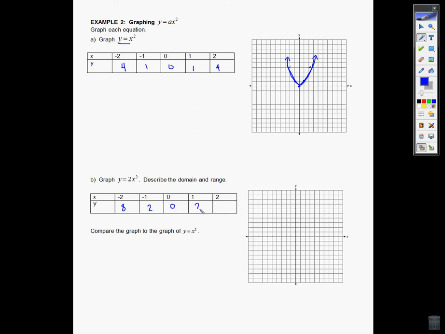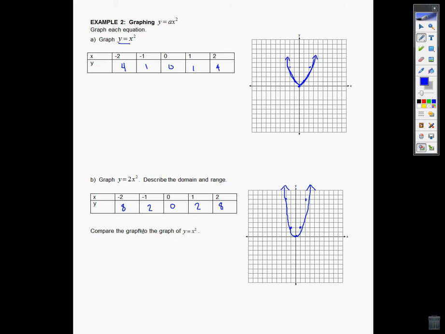1 multiplied by 2 is a 2. 2 squared is 4, multiplied by 2 gets me 8. So again, I see that symmetry: 0, 2, 2, 8, 8. Let's take a look at what this looks like. Again, 0, 0, 1, 2, -1, 2, 2 up to 2, 4, 6, 8, and over on the other side. Let's see if I can draw a better curve this time. Either way, what do we notice that's different?